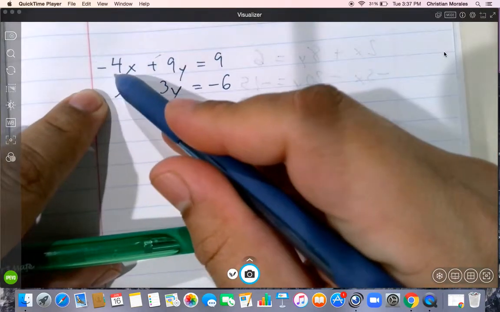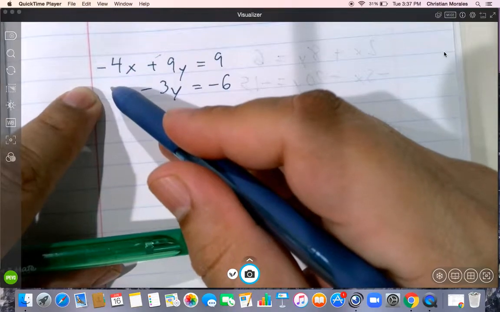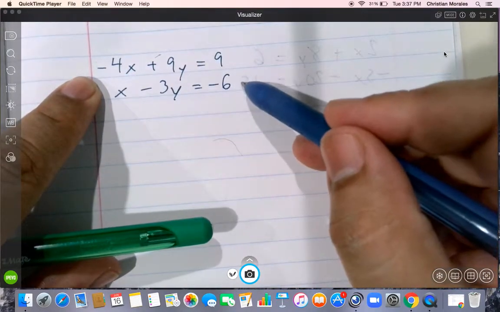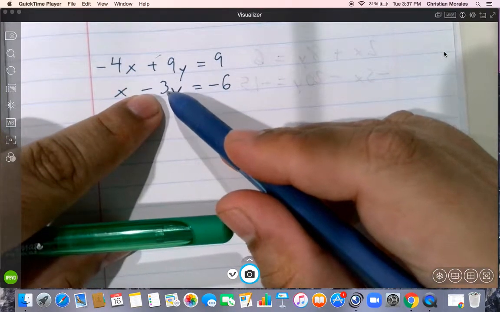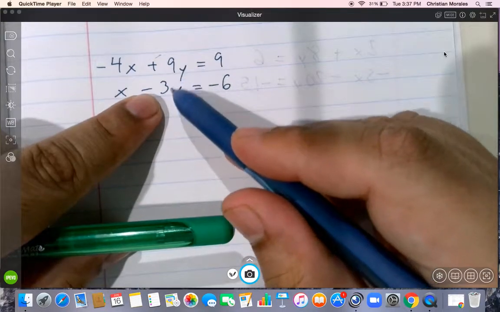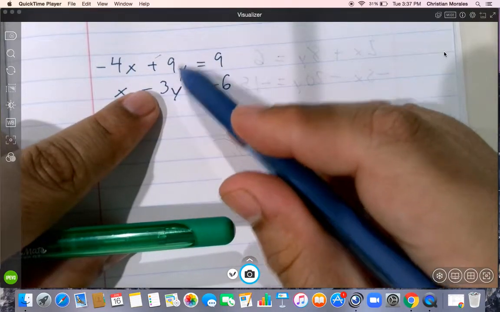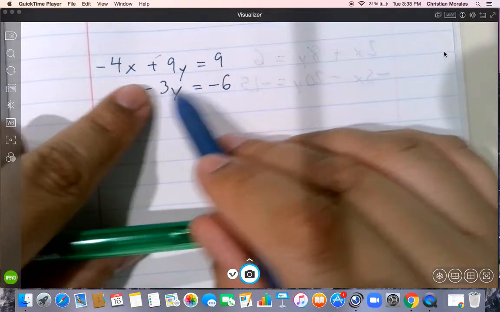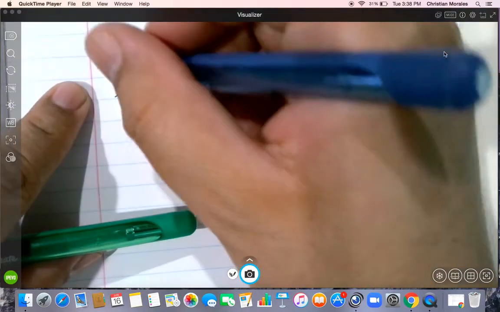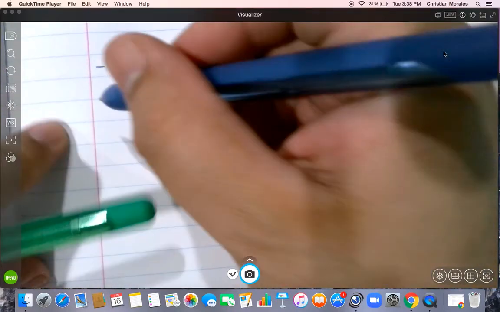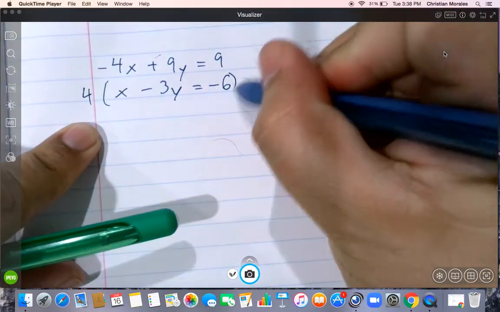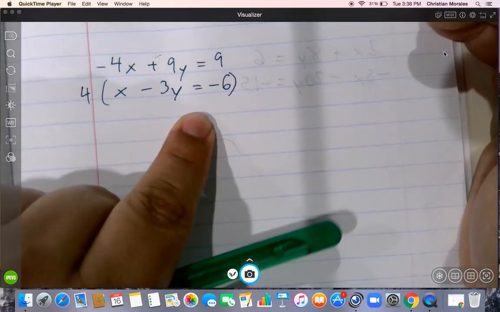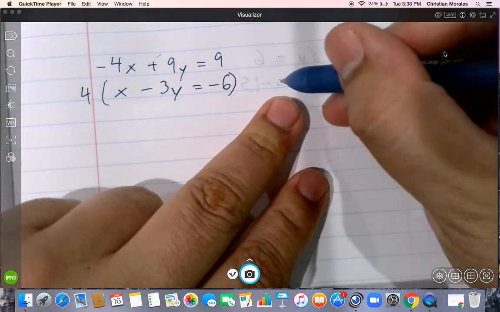If I want to cancel out a -4, I want this to be a +4. So I can multiply everything here by 4. Or I can turn this 3 into a 9, if I multiply this by 3, I can cancel out the y's. It's your choice. But whatever you multiply this by, you multiply everything. So I'm actually going to multiply everything by 4. But I could have done this one. I just don't have time to do both.